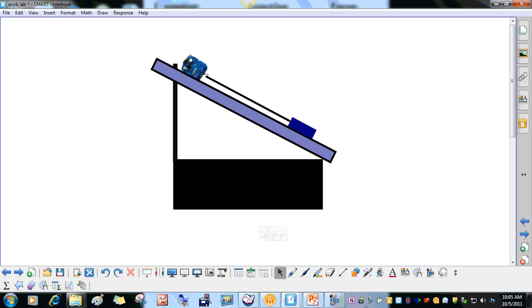All right, here we go. So today we're going to look at work, energy, and the work energy theorem. We're going to put it all together. Also look at efficiency. All right, so here's yesterday's lab.